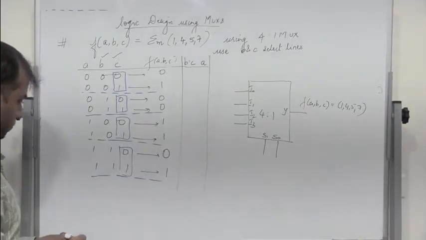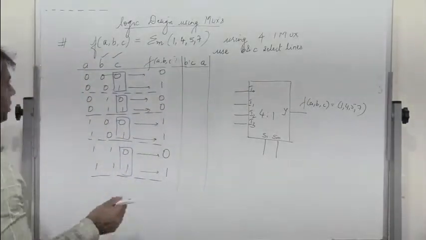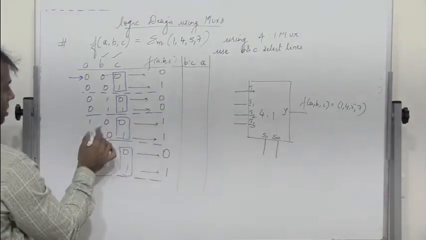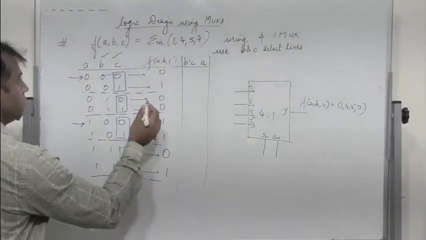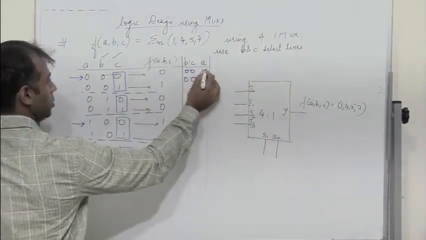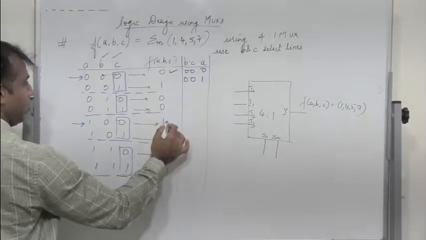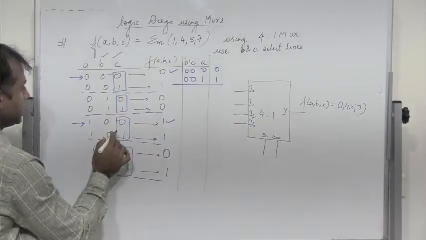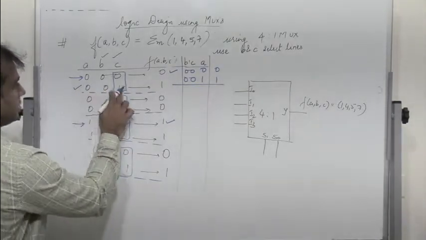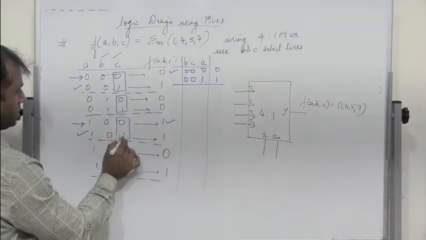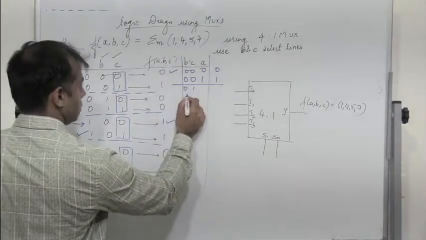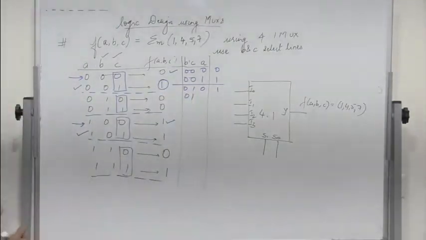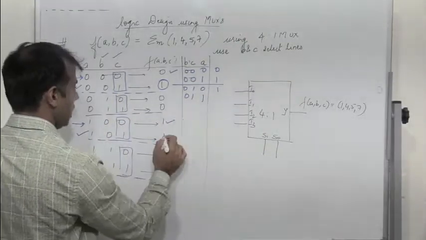So where is B and C common? So look at the two tables here. In this case, B and C is 0, 0. So for B, C is 0, 0, and A is 0, A is 1, what do I get? I get 0 and 1. Okay, next, when B and C is 0, 1, for A equal to 0, I get a 1 at the output, and for B and C 0, 1, and for A equal to 1, I get a 1 at the output.